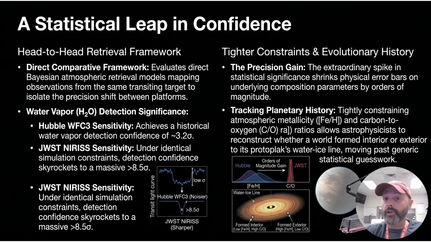So there's a large leap in our capabilities, and it's best seen in our confidence levels. For water vapor, Hubble achieved a detection significance of about 3.2 sigma. With identical simulations, James Webb Space Telescope's NIRISS instrument pushes that confidence to 8.5 sigma. So we're no longer working at the edge of detection. We're working in the realm of high precision science.